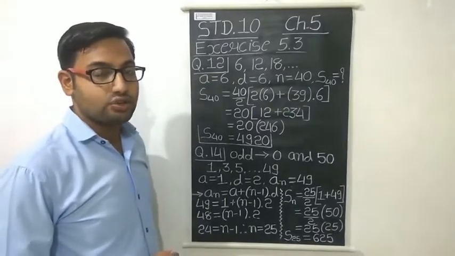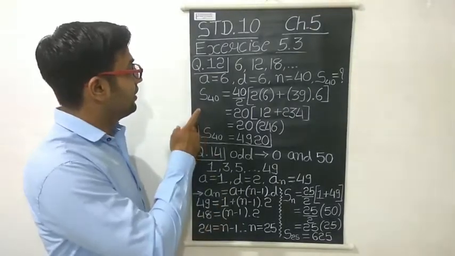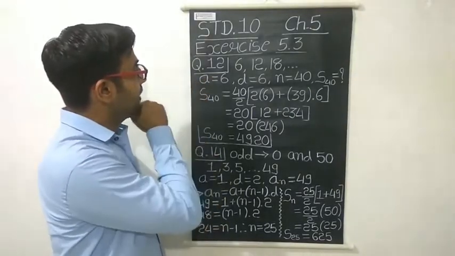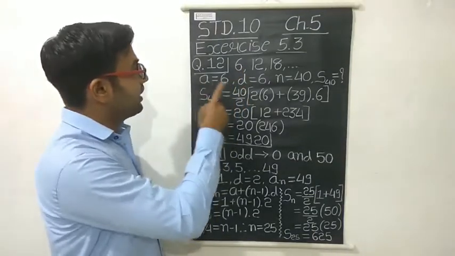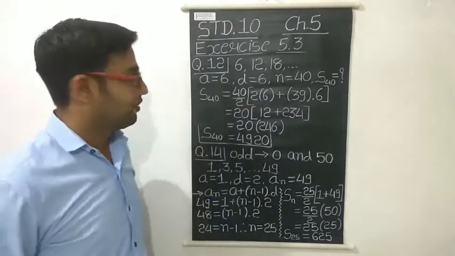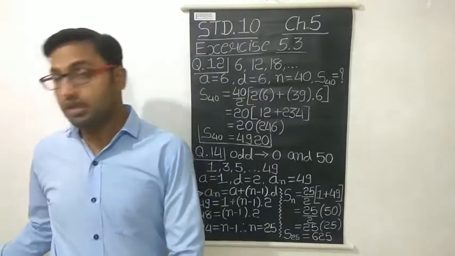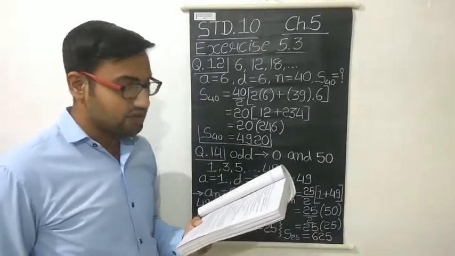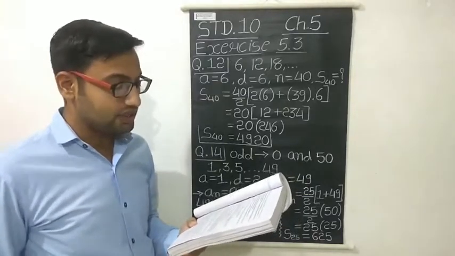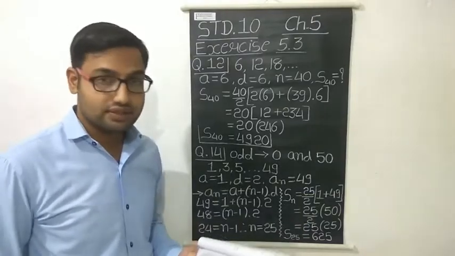Hello students, today we will study the next question, that is question number 12, exercise 5.3. This is the topic of standard 10, chapter number 5. And what is the question? The question is, find the sum of the first 40 positive integers divisible by 6.